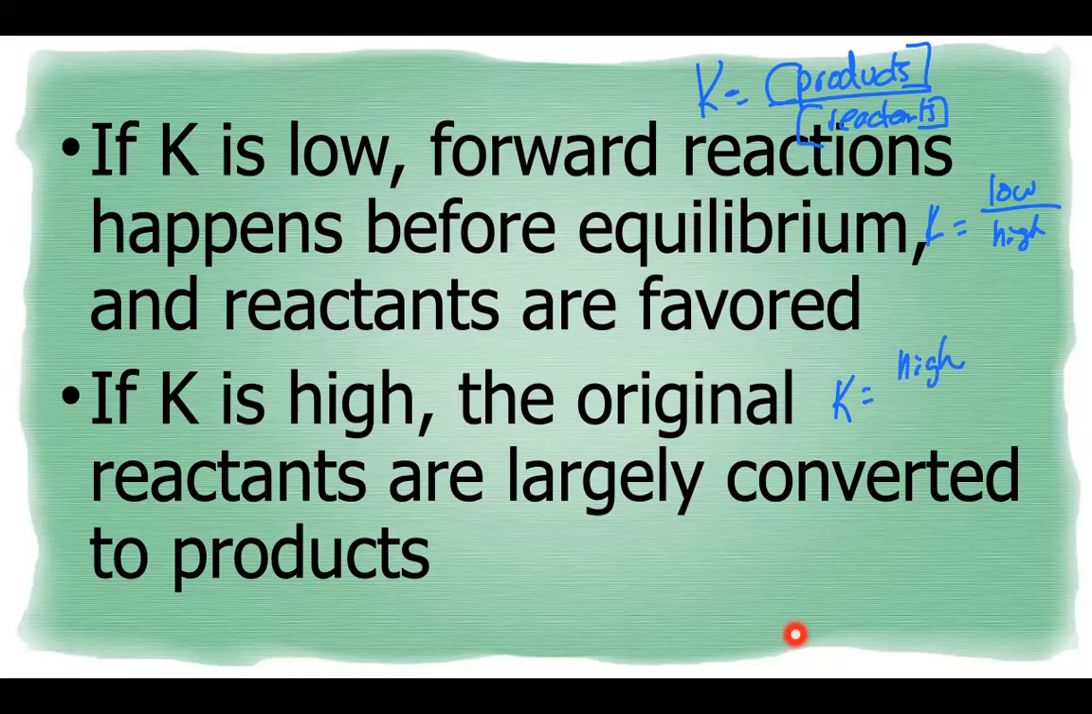Okay, so if K is high, then that means that your numerator, or your products, is high, which means your forward reaction is favored because you have a higher concentration of products when equilibrium is reached.